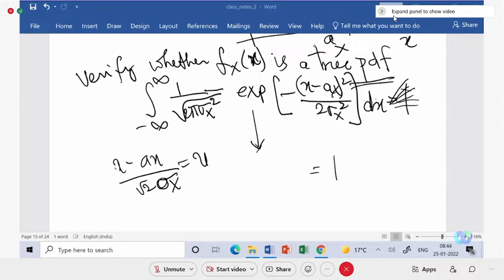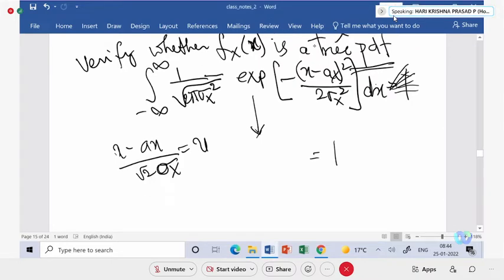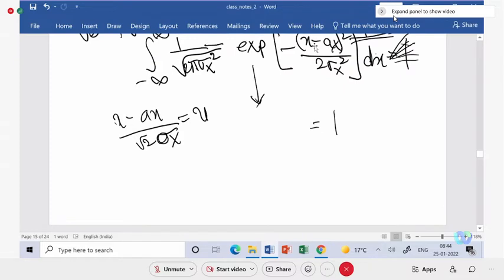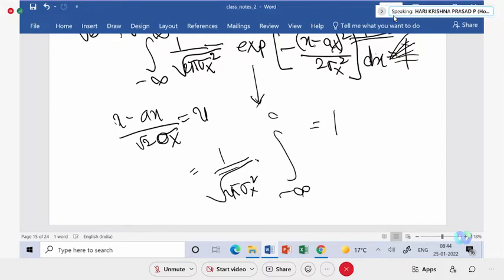That is one thing. Then, this is being used frequently. So this is a constant. This can be taken out. Then what is the next step?